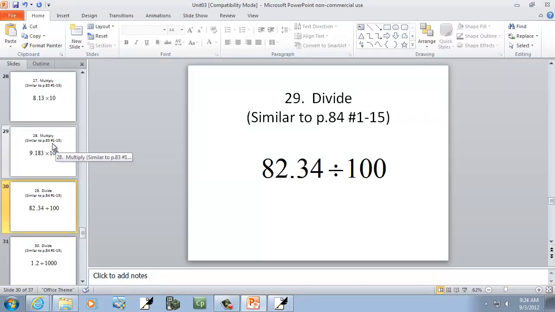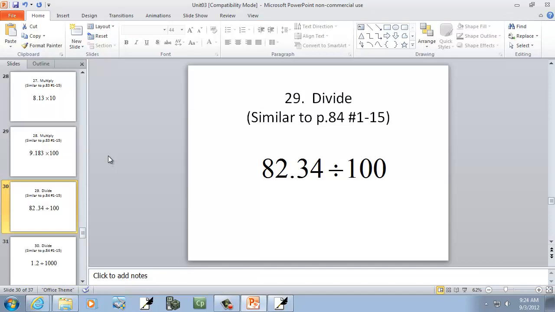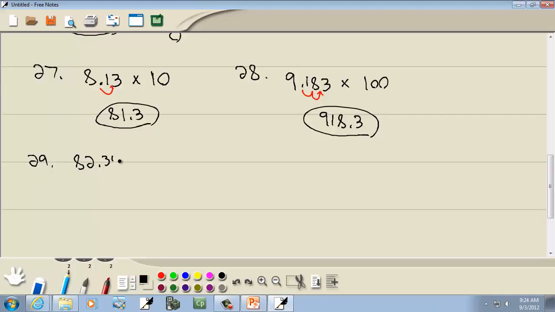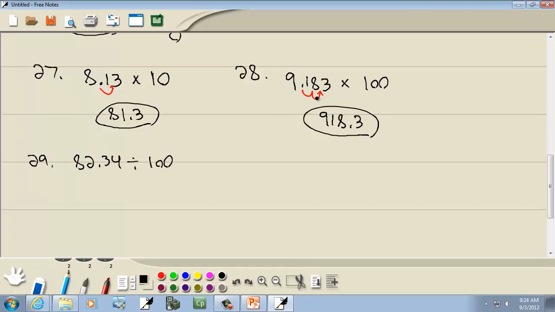Okay, so our next one, we got 82.34 divided by 100. Okay, over here, we multiply by 100, move the decimal place 2 places to the right. If we divide by 100, it goes the other way. We move it 2 places to the left. So our answer here will be 0.8234.